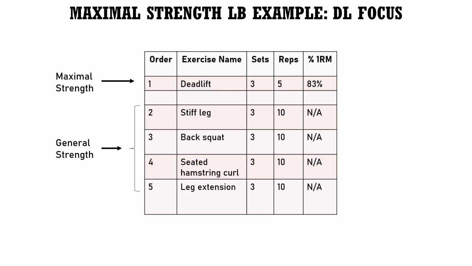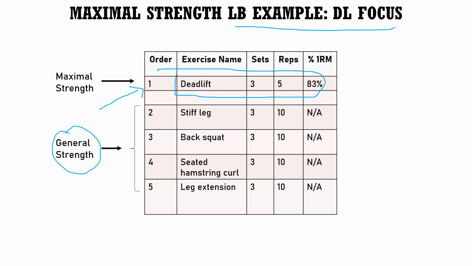Now we can take a look at a lower body example that has a deadlift focus. So in this example, for maximum strength type of work, we've chosen the deadlift here, 3x5 at 83%. The remainder of the lower body workout is general strength. So that's going to look like 3 sets of 10.